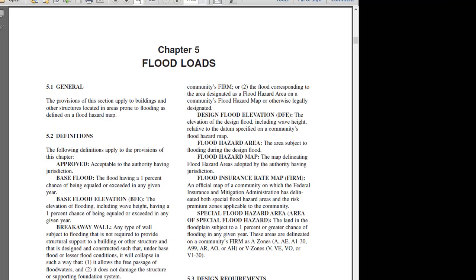Next, we have flood loads, so we're getting into our environmental loads here. And note that not every building is going to be designed for flood loads. According to this general section here, the provisions of this section apply to buildings and other structures located in areas prone to flooding, as defined on a hazard map. And so for this course, we won't be focusing very much on flood loads.